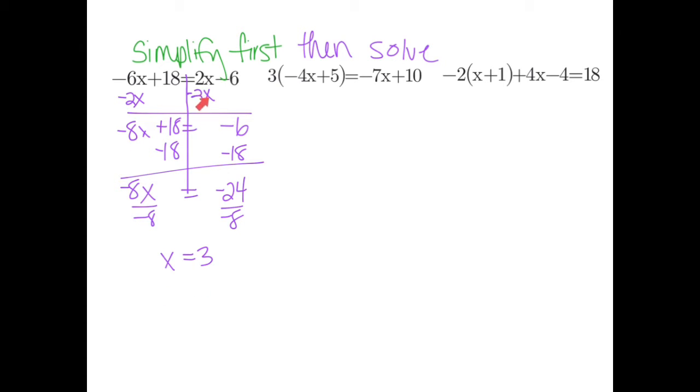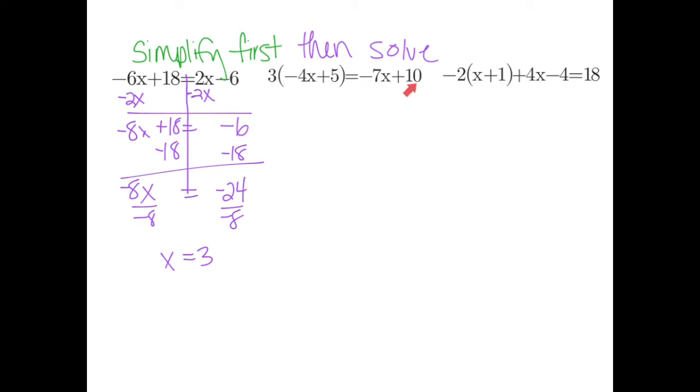So this whole problem was just solving. And when we say solving, we mean we're using inverse operations to isolate the variable. We're undoing operations. So this 2x was positive, so I was subtracting it from both sides. This 18 was positive, so I was subtracting it from both sides. And this -8 is being multiplied by x, so I divided it on both sides just to get x by itself.